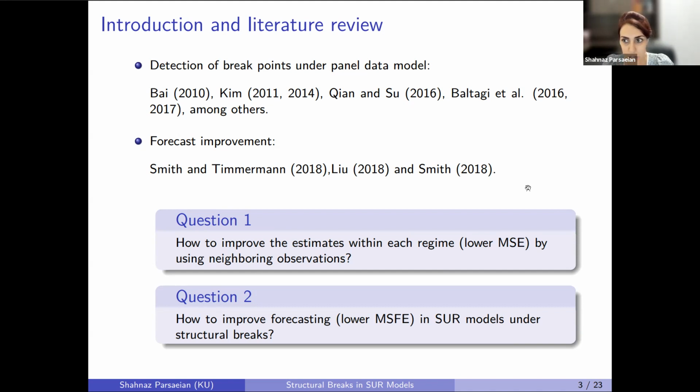The questions I want to answer are, first, how to improve the estimates within each regime. By improvement, I mean having lower mean square error. I am going to do that by using the neighboring observations. The second question is how to improve forecasting, in the sense of having lower mean square forecast error, in short models under structural breaks.